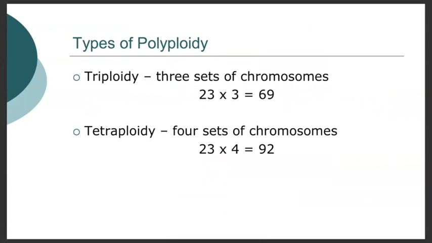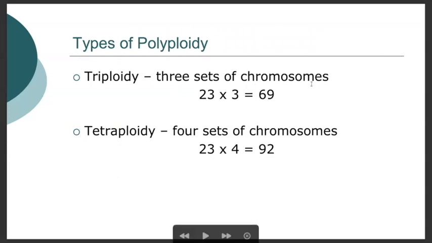Triploidy would have three sets of chromosomes, meaning that for a certain karyotype, all of the chromosomes have an extra, additional chromosome compared to a diploid. Tetraploid have four sets of chromosomes.